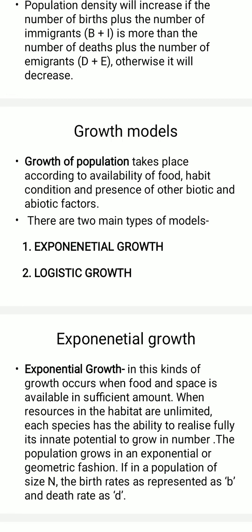Exponential growth. In this kind of growth, it occurs when the food and space is available in sufficient amount. The resources of food and the place are available enormously. Then what is the kind of growth you find there? That is called exponential growth. And you all know, when there is more and more availability of food and space for the organisms to live in a particular area, interacting with other existing biotic and abiotic factors, naturally there will definitely be an increase in the population density gradually.